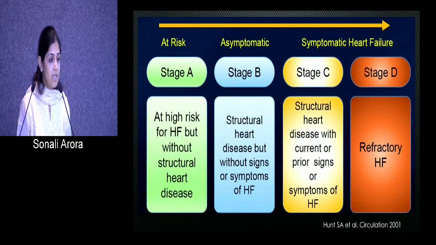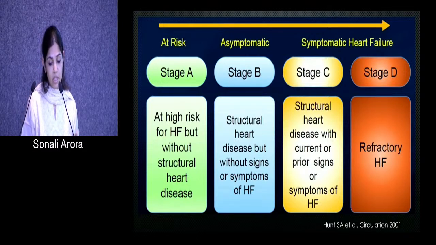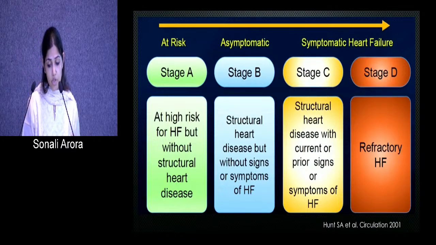So this is the ACC-AHA classification, and I'm sure all of you are familiar with it, but I'm raising it because it's important to know. This classification is a little changed now. At risk, which is stage A, and asymptomatic, which is also called pre-heart failure now. So stage A is at high risk for heart failure, but no structural heart disease. Stage B is structural heart disease, but without signs or symptoms of heart failure, though they can have elevated filling pressures on the echocardiogram. Stage C and stage D are symptomatic heart failure, which is structural heart disease with current or prior signs or symptoms of heart failure.